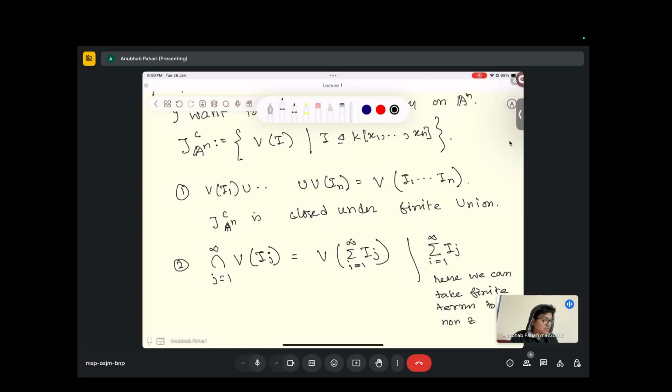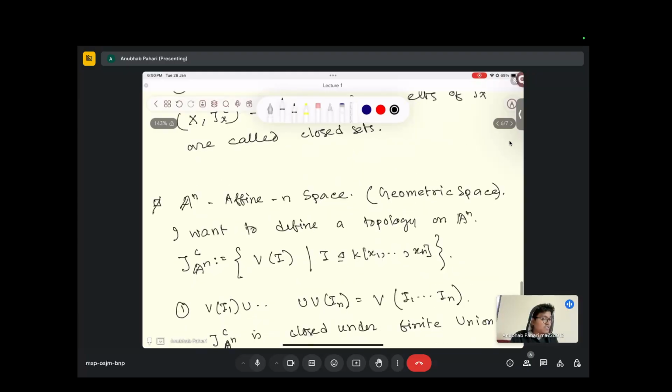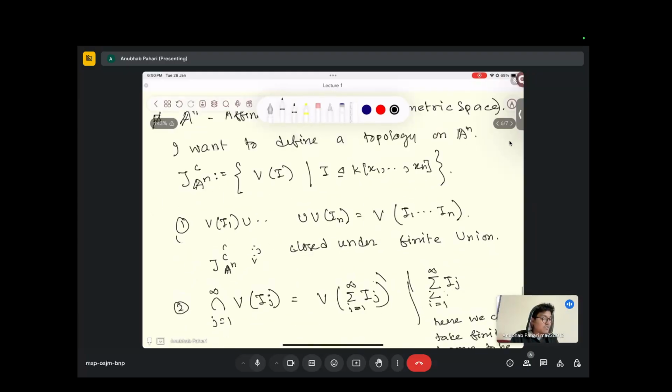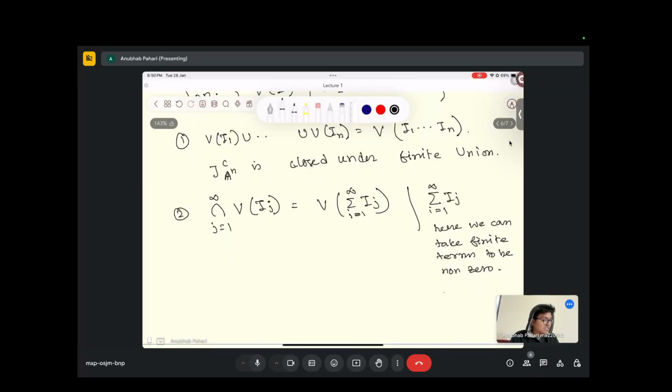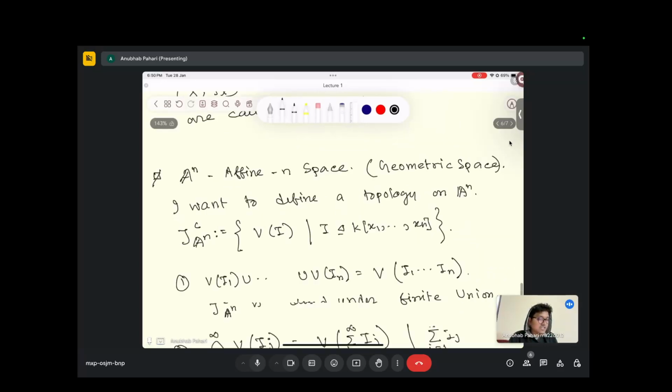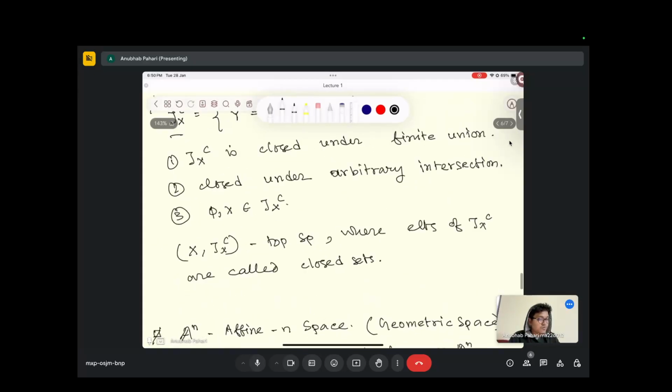But that was not possible in a product, right? Because if any of the terms was zero, then the whole element would be zero. But here you can choose a1, a2 non-zero, and say the others are zero. So defining an infinite sum of ideals is possible, so taking an arbitrary intersection is possible. So the second condition is true.